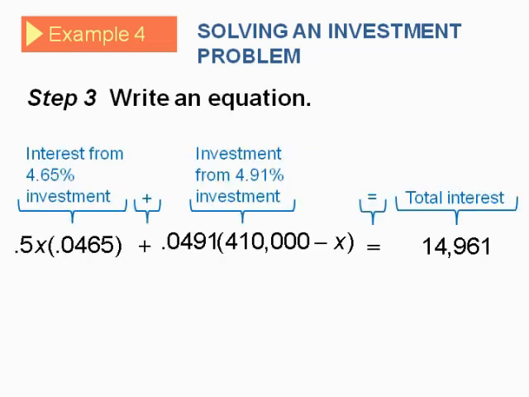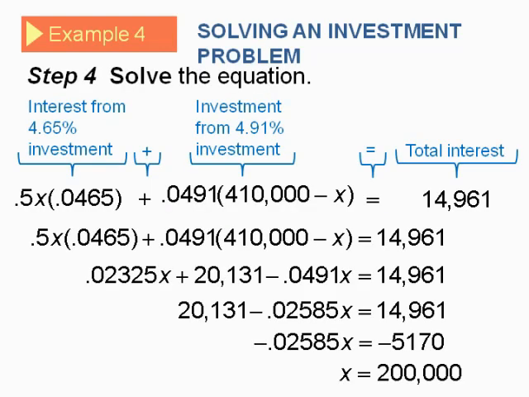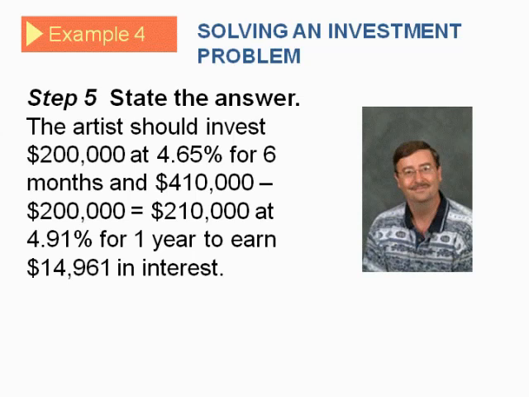So to set up our equation here, we're going to say that the 4.65% investment is going to be as shown, plus the 4.91% investment, the other 410,000 minus X, equals the total interest. Now here's where it's nice to be able to use a calculator in the class. So when you distribute some of these nastier problems here, you'll crunch some numbers and so forth, and we will find out that X equals $200,000. So the artist should invest $200,000 at 4.65% for 6 months, and $410,000 minus that, or $210,000 at 4.91% for 1 year to earn that much interest.